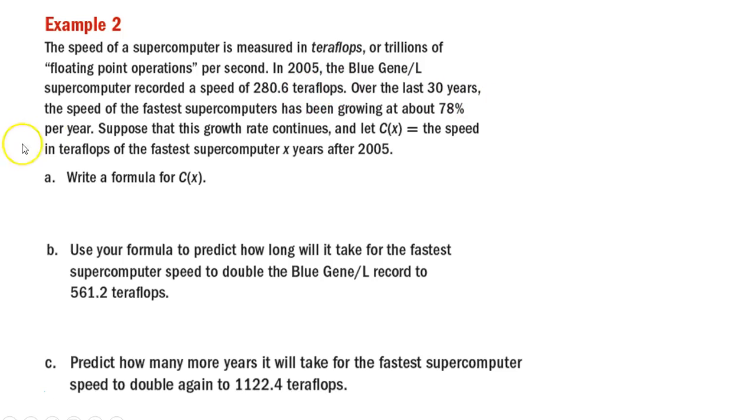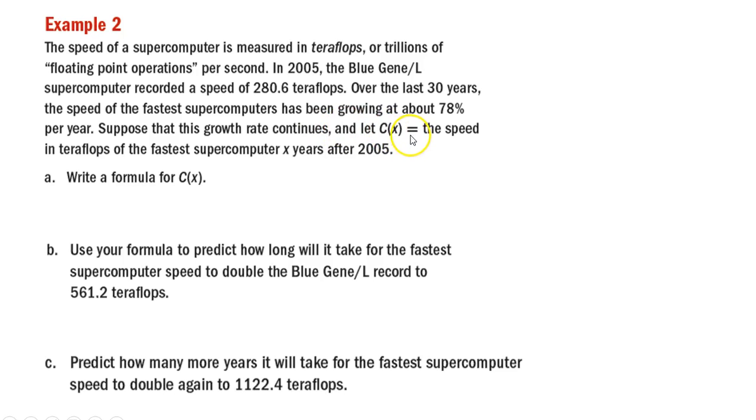And over the last 30 years, the speed of the fastest supercomputers has been growing at about 78% per year. So the computers have been getting faster as the years go. I get that. The speed has been increasing by about 78% per year, which is pretty substantial. It's almost doubling. And we're going to suppose that this growth rate continues. Let's just assume that every year the computer gets faster by 78%.